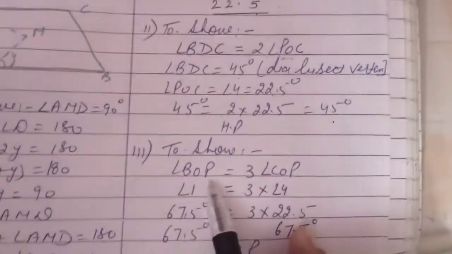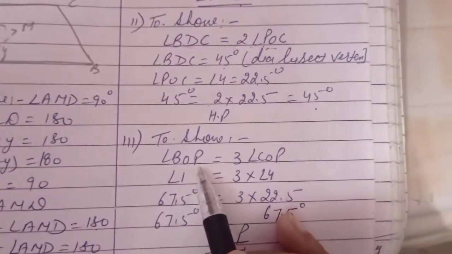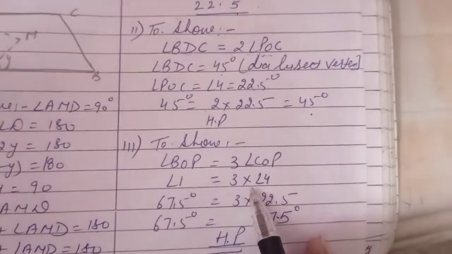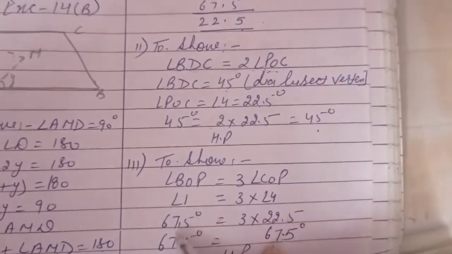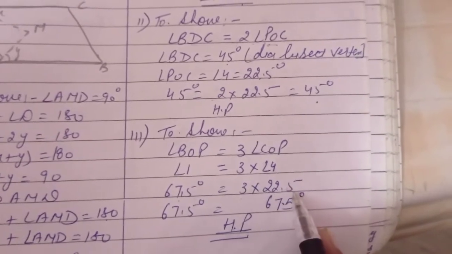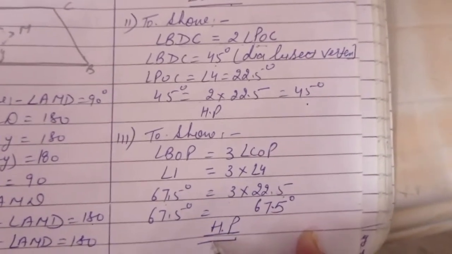Third part, prove that BOP, that is angle 1, is equal to thrice of COP. COP is angle 4. So angle 1 we already got 67.5, equal to 3 into angle 4, which is 22.5. Put the value here. That will be your answer.